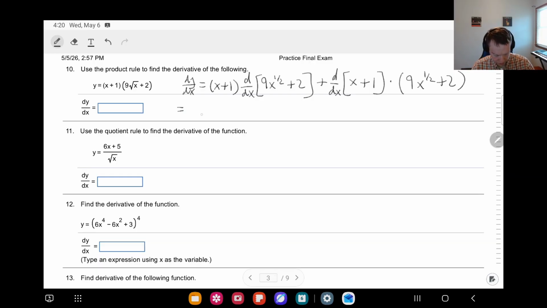Okay, so what happens? We get x plus 1 times 9 halves x to the negative 1 half plus, well, derivative of x plus 1 over here is just 1, times 9x to the 1 half plus 2.